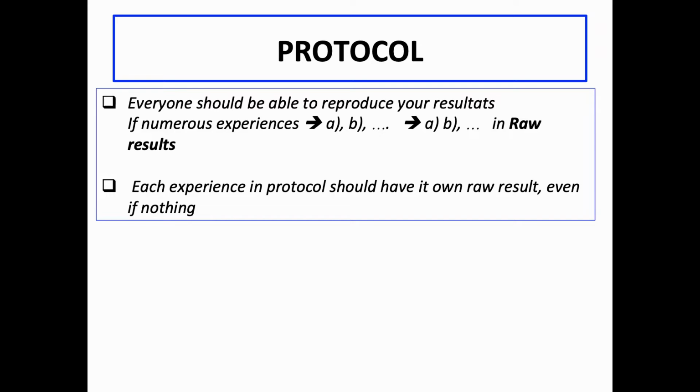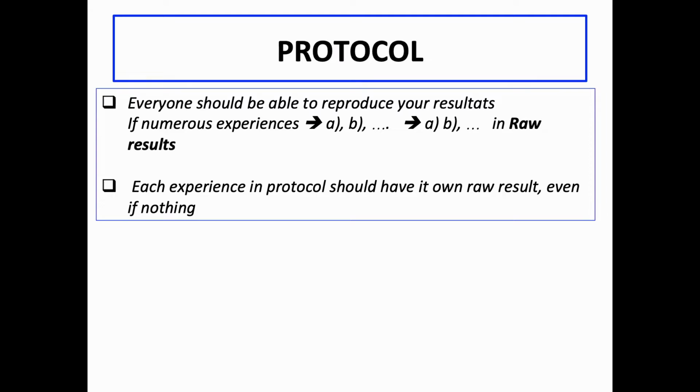So, in the case of a numeric experiment, you should, for instance, have A, B, C in your protocol, but at the same time, you should have A, B, C, etc. in your raw results. It means that you should have a link between your protocol and the raw results. Okay? Everything in your protocol should have the corresponding aspect in the raw results. So for each experiment, you should have it in raw results and so on.